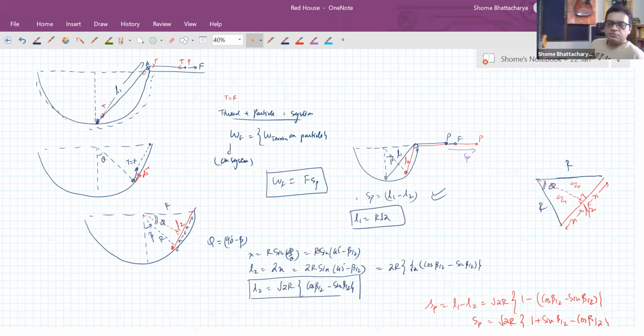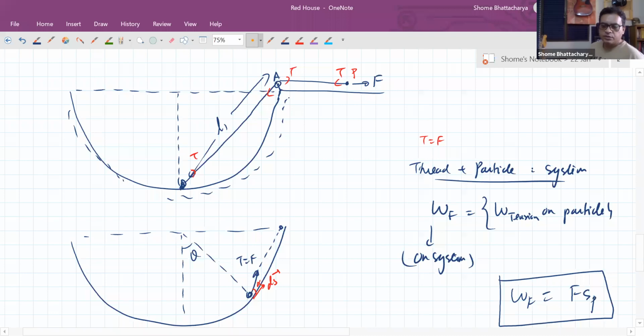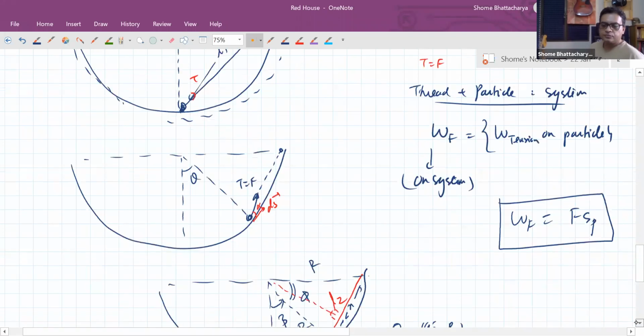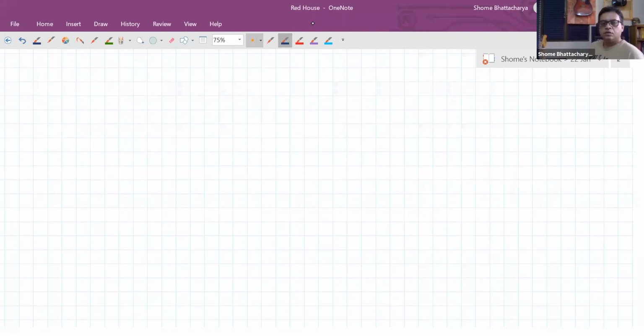Okay, now I'm going to use another method for the same question, which will involve central forces. So before that, I will come back to a bit of practice with central forces because I told you that was important. So now let's look at another example.